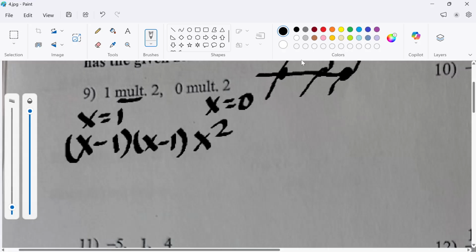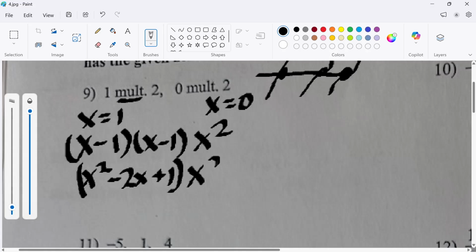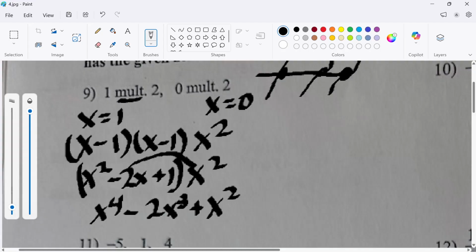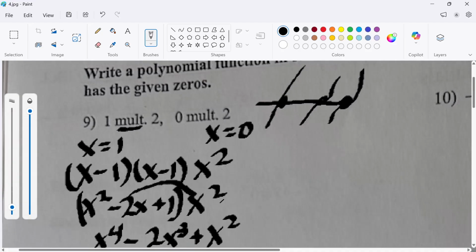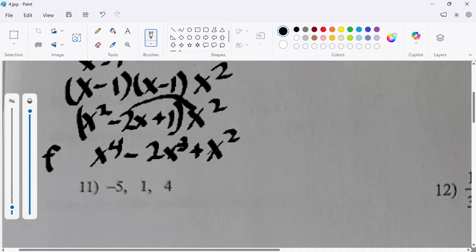So I'm going to do this. x minus 1 times x minus 1 is x squared minus x minus x plus 1, times x squared. And that's x squared times x squared is x to the 4th. I'm just distributing: minus 2x cubed plus x squared. And on test A, I put f of x equal that, and that's it. Unless it's a calculator section, I don't think it is.